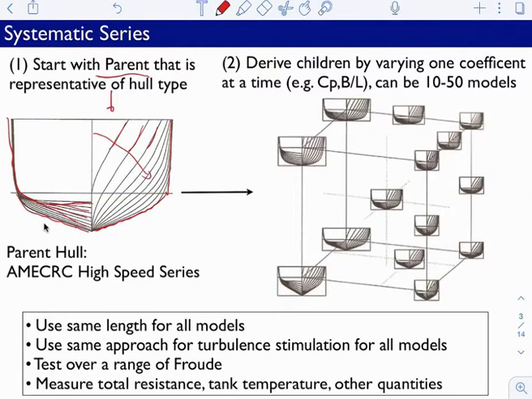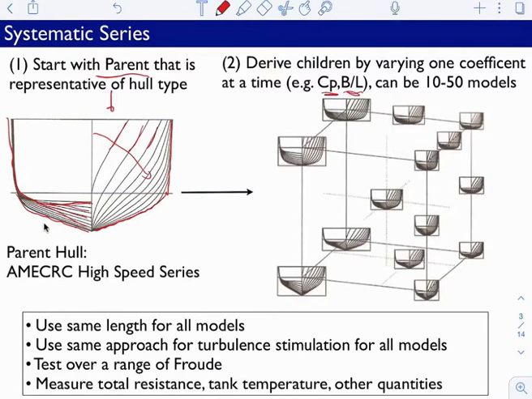So you start with some parent hull, and it depends what you want to try to focus your ship series on, a particular problem. It might be semi-displacement powerboats, planing powerboats, cargo vessels, naval vessels, and from that parent, then you perturb ideally one parameter at a time. For example, change the prismatic coefficient, holding the other values constant, change the beam to length ratio, holding the other values constant, etc. And you build from that a series of children forms and models for all of those.